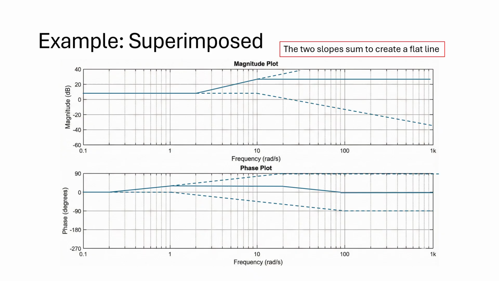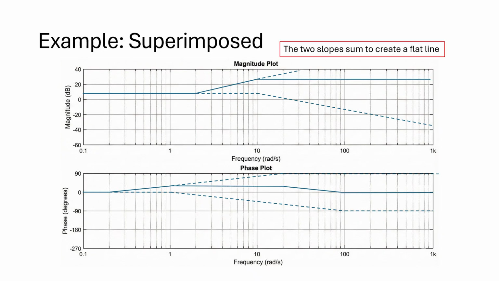And so now all that we need to do to finalize our Bode plot is to just superimpose those zero lines and those pole lines on top of each other. We sum them up and then we put them in the plot.